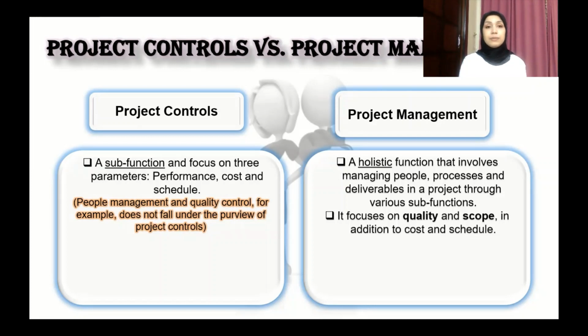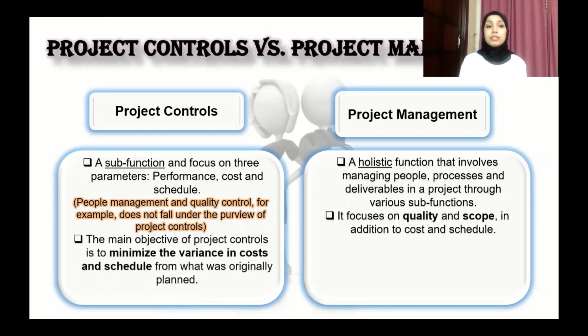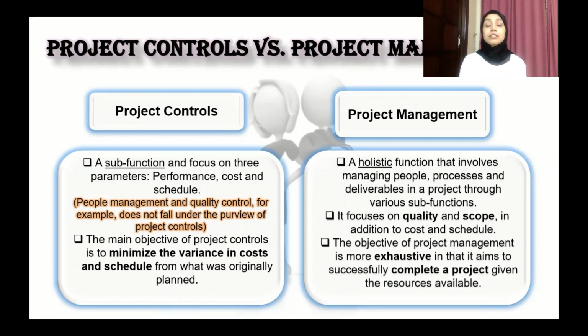When we talk about it, the main objective of project control is to minimize the variance in the cost and the schedule from what we have originally planned. However, project management, because it's a holistic function and it's exhaustive in nature, is aimed to successfully complete the project within the resources that we have.